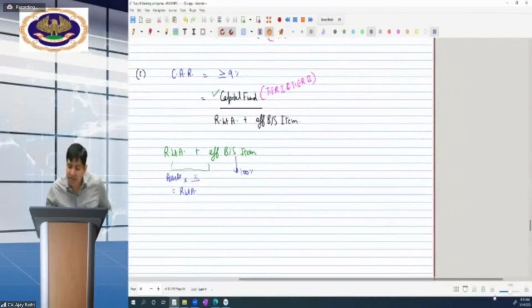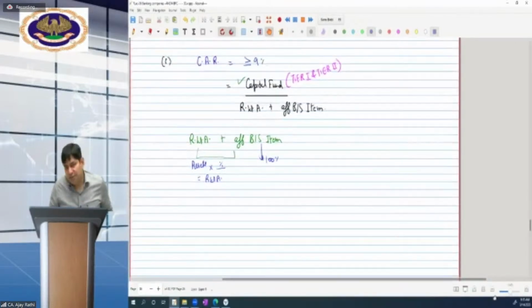That is capital fund divided by risk weighted assets plus off balance sheet items. Okay, beta. Now moving to risk weighted assets and off balance sheet items, and directly after that we shall be solving the question. This is a small topic. Capital fund, you have understood? Yes. Now you are moving to risk weighted assets.